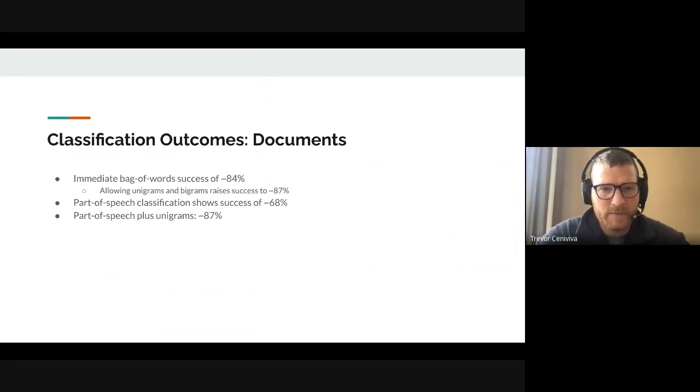So far on the document front, I have done bag of words classification with an 84% success rate. I then layered in bigrams to the bag of words classification, and success rose to 87%. An initial part of speech classification had a success rate of only 68%. But when I added part of speech to the unigrams, it rose to 87%. And so those are the outcomes that I've been able to compile so far.